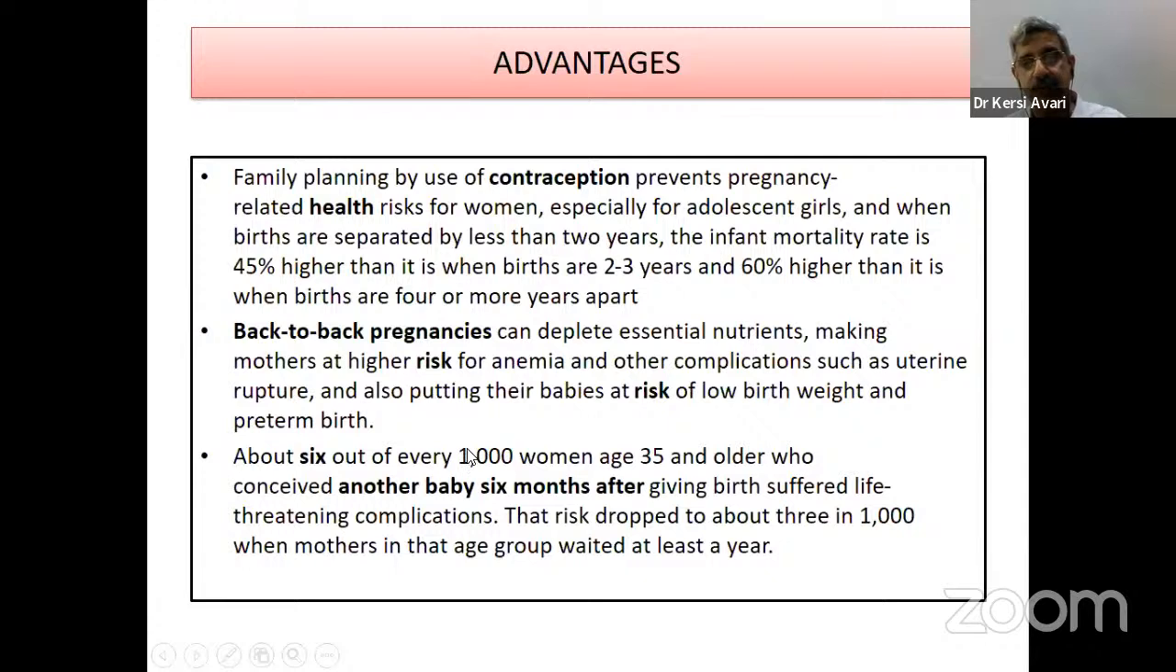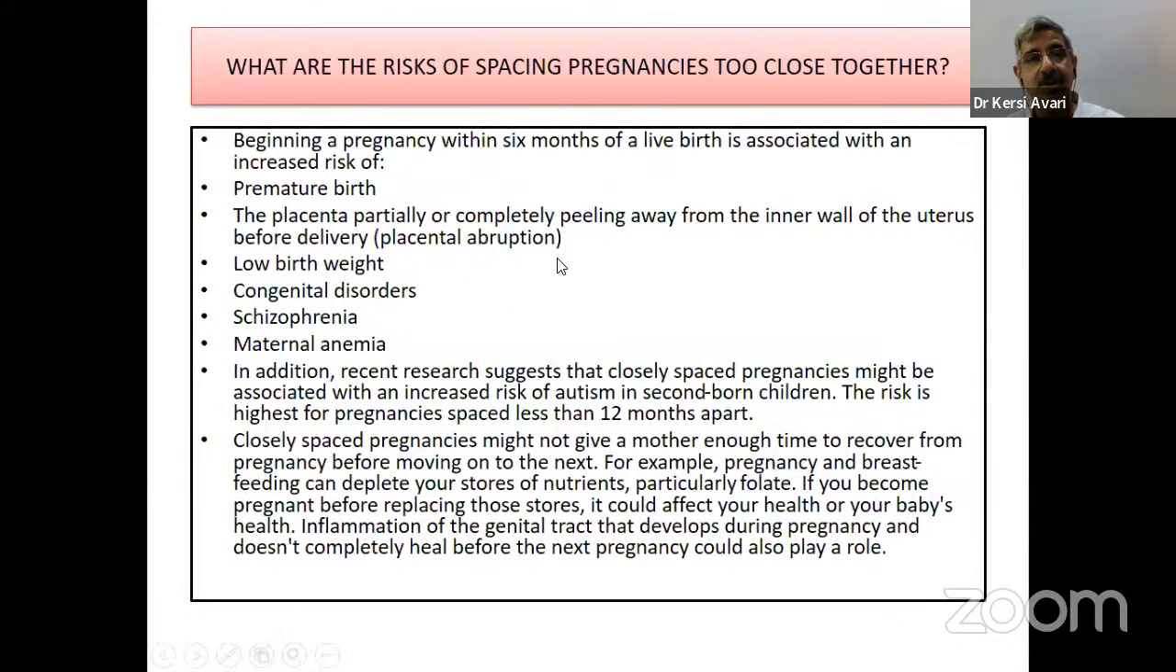About 6 out of every 1,000 women aged 35 and older who conceive a baby 6 months after giving birth suffer life-threatening complications. Now, this risk dropped to about 3 in 1,000 when there was a space of 1 year. Okay. So these are the risks.